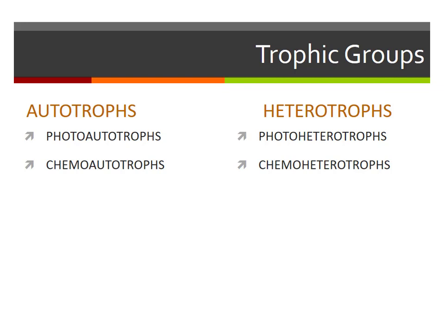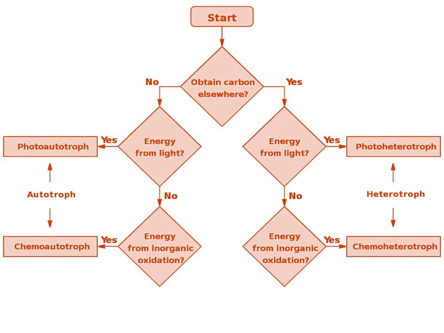Chemotrophs, either chemoauto or chemohetero, get their energy from breaking chemical bonds. When you break a chemical bond, it releases energy. So think about, first question, where do they get their organic carbon? Do they make it themselves or do they get it from outside their cell or body? That's going to tell you whether they are auto or heterotrophs. And then you ask, where do they get their energy from? Do they get it from light or do they get it from breaking chemical bonds? That will tell you the difference between phototrophs and chemotrophs.